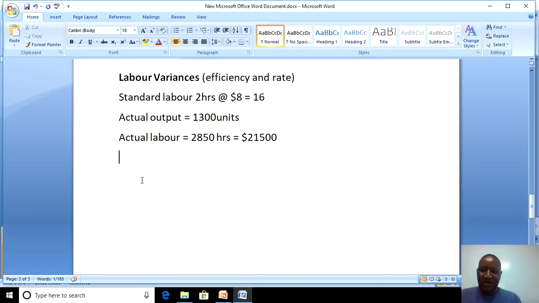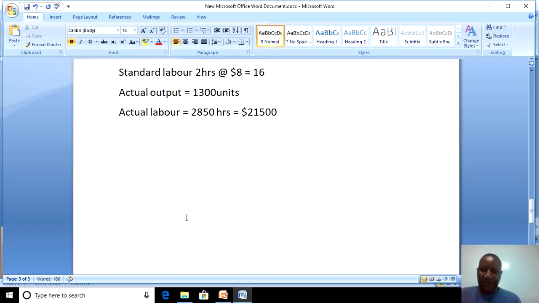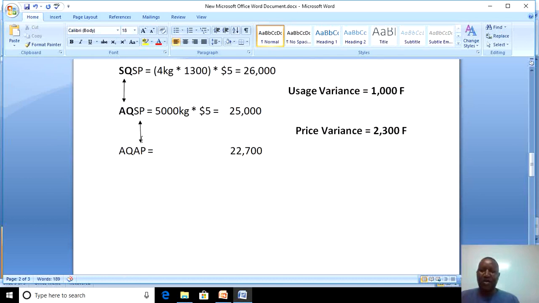So back to our question, as part of the big solution we are doing here, you have standard hours and standard rate. Then the next one is actual hours and standard rate. Then lastly, actual hours and actual rate. So that's our key performer. Let's go back to our previous performer.